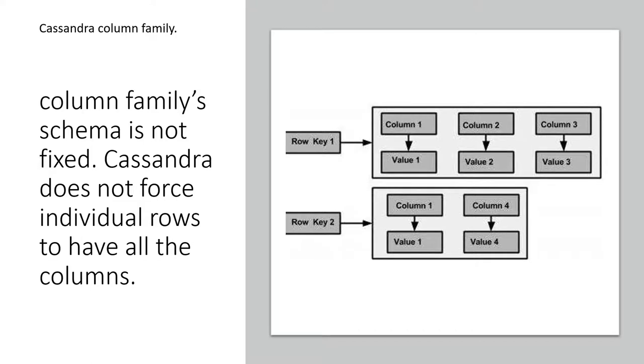The most important part of a column family is that the schema is not fixed. That is what NoSQL is. Cassandra does not force individual rows to have all the columns. Let's say we have a row key one. It has three columns, each having its own value. But if I want to insert another row in the same key space, I can keep two columns, or I can keep four columns, because there is no fixed or rigid schema over here. That is how the column family works. One row can have three columns, and the second row can have two columns.